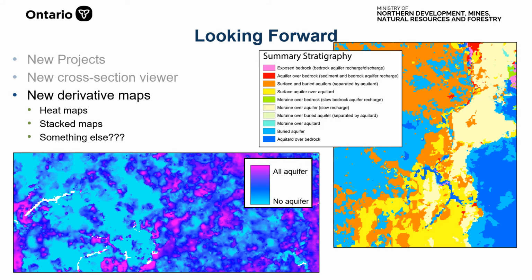Riley and I are experimenting with different derivative maps. The image on the left shows how much of the total sediment package is potential aquifer material, regardless of its stratigraphic position. Keep in mind this is calculated based on units from our framework model and not voxels. The image on the right provides a plan view of the stacked units. For example, orange shows where there are potential aquifers at surface as well as buried by a confining layer. Please let us know if there is something else that you'd like to see.